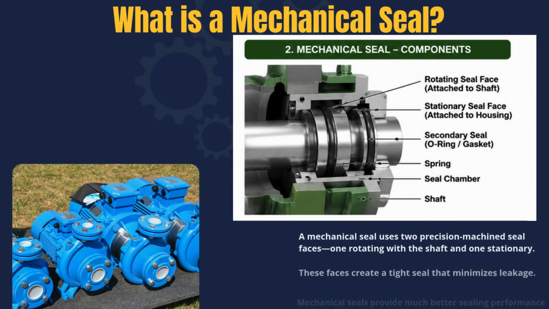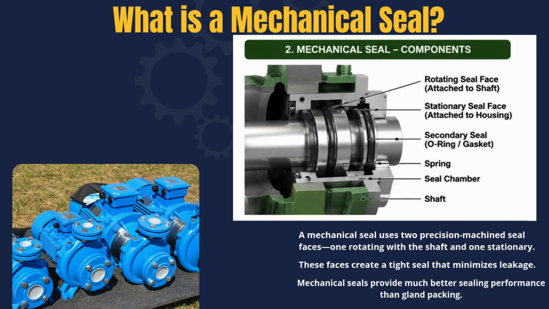What is a mechanical seal? A mechanical seal uses two precision mechanical seal faces, one rotating with the shaft and one stationary. These faces create a tight seal that minimizes leakage. Mechanical seal provides much better sealing performance than gland packing.